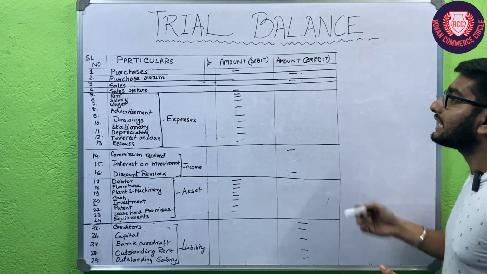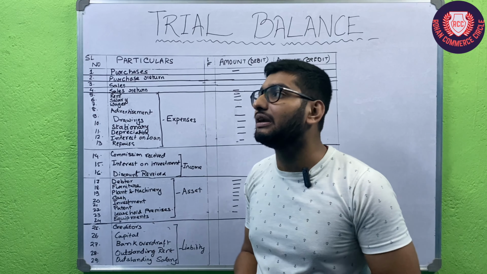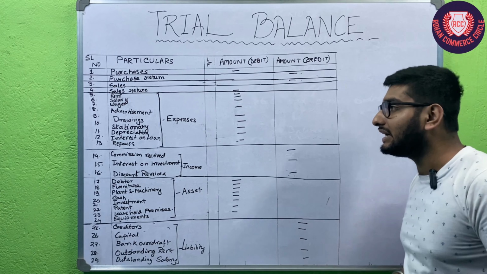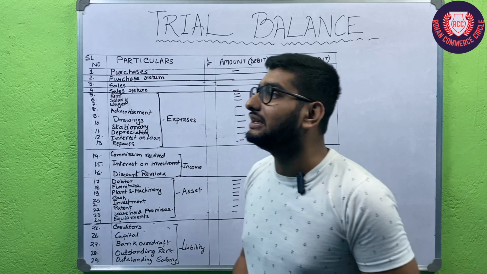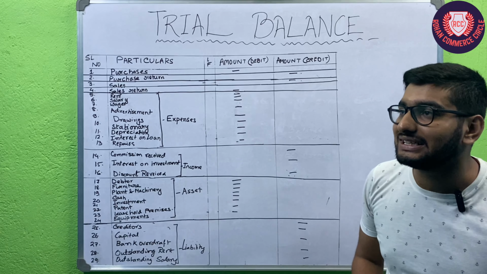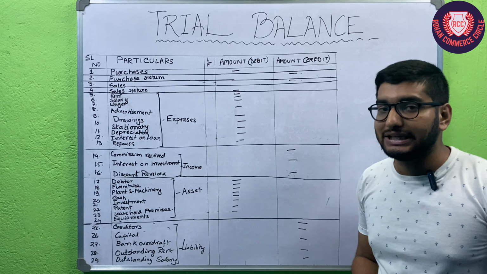So that will be credit. Why will that be credit? Because that will be an income or revenue for us. So that's why that will be credit. Next is sales. What is sales, students? Just tell me what is sales. It is a revenue. So the revenue increases. That's why we are crediting it.